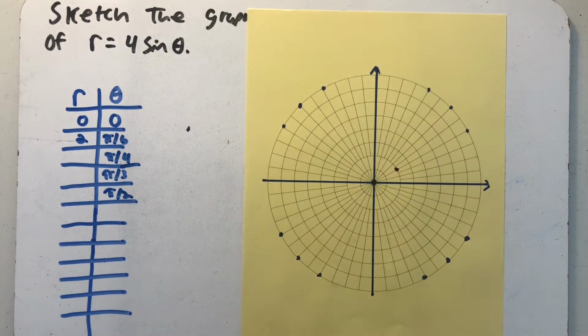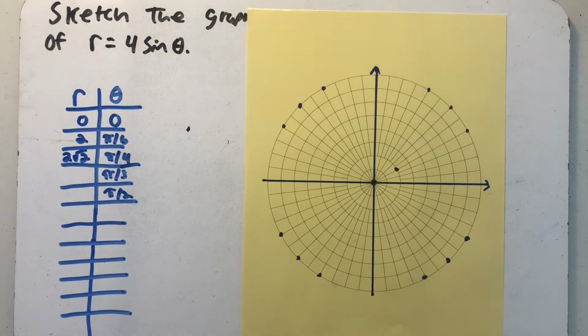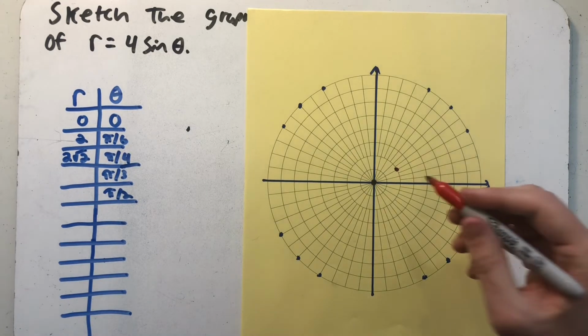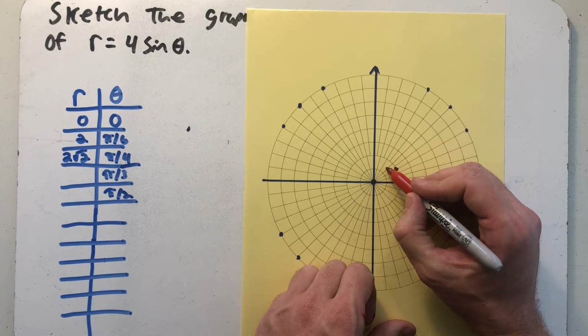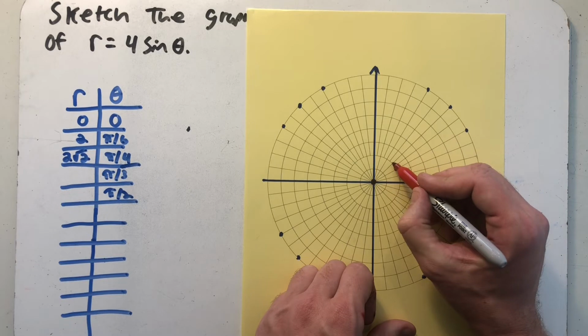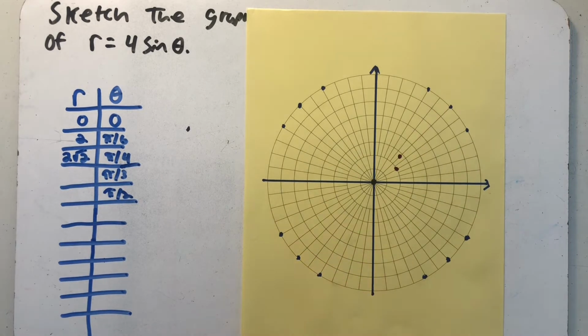All right, at pi over 4, sine of pi over 4 is the square root of 2 over 2. This would be 2 square roots of 2. The square root of 2 is about 1.414, so I'm thinking 2 times that's about 2.8. All right, so go out to 2. Well, let's see, right there, and about 2.8. So maybe right about there. If I make that point big enough, it has to include where 2.8 is there anyway.